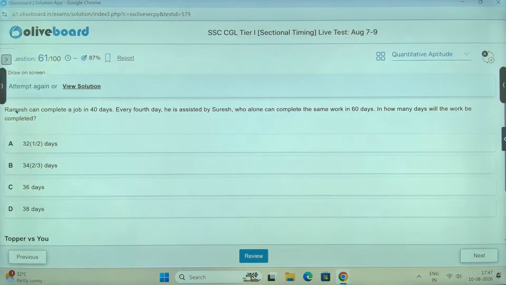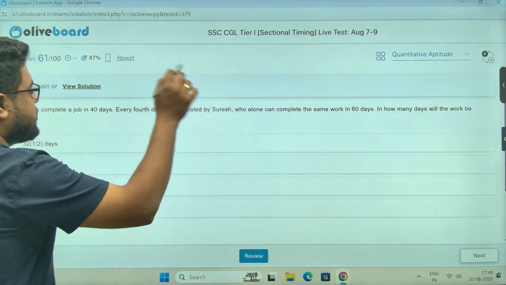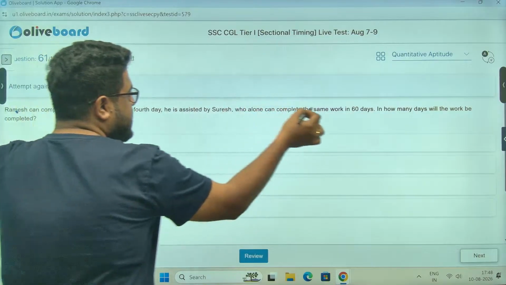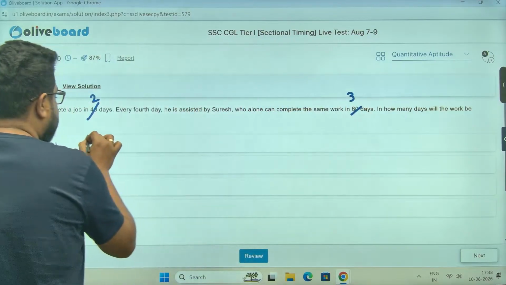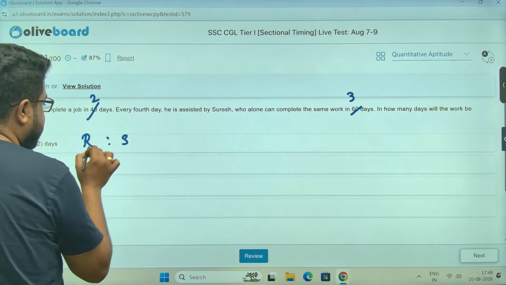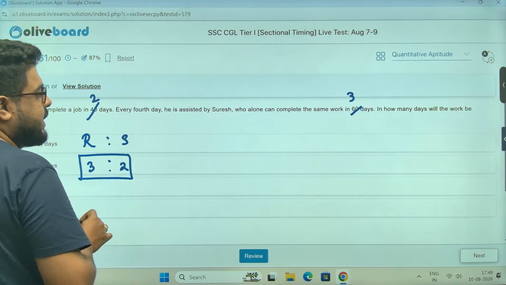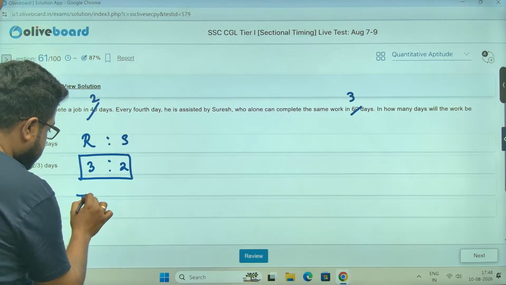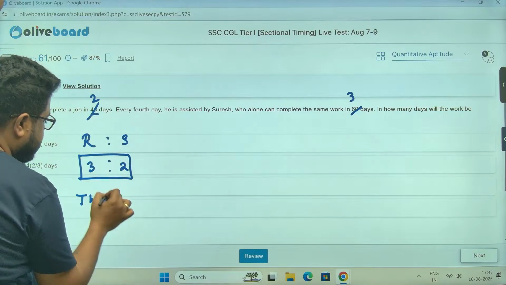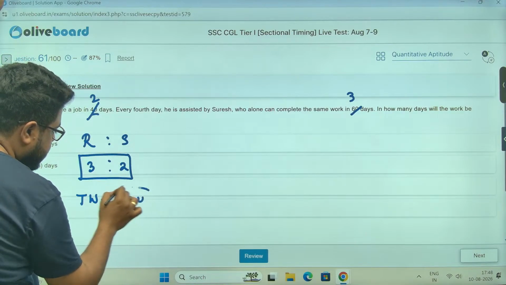Ramesh can complete the work in 40 days. Every fourth day he is assisted by Suresh. The time ratio is 2:3, so Ramesh to Suresh, the efficiency ratio will be 3:2. That is 3 units every day and 2 units every day. Total work is 40 days into 3, which is 120 units.